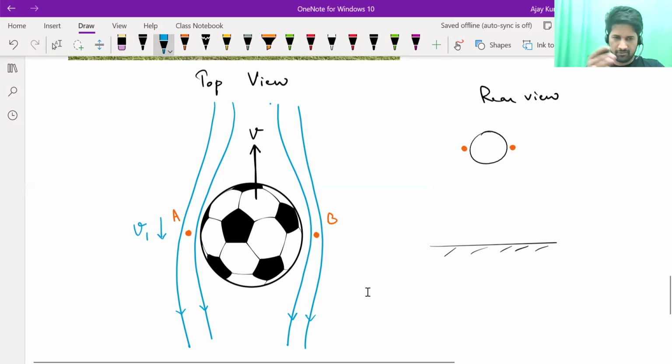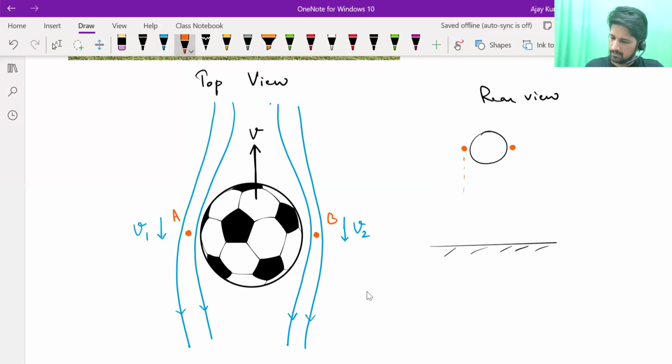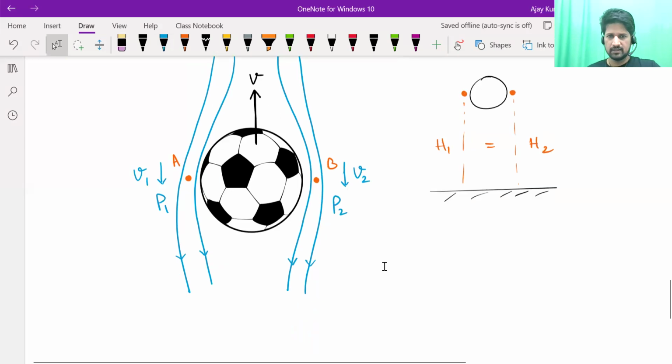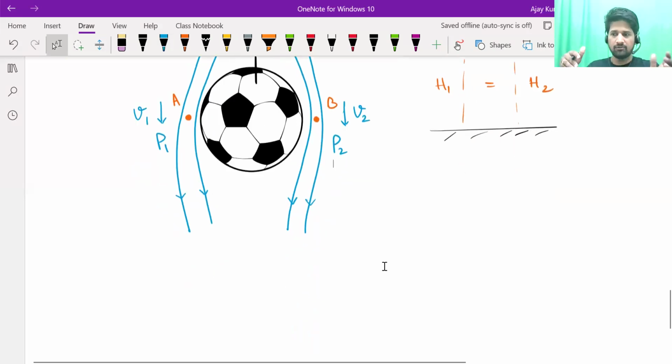So the speed of flow of air on one side, let's call it V1, and the speed of flow of air on the other side, let's call it V2. Now A and B are at the same height from the ground. So capital H1 will be equal to capital H2. Let the pressure on the left side of the ball be P1 and the pressure on the right side of the ball be P2. Now, if the airflow is similar on both sides, then the relative speed of flow of air with respect to the ball, V1 and V2, will be equal.